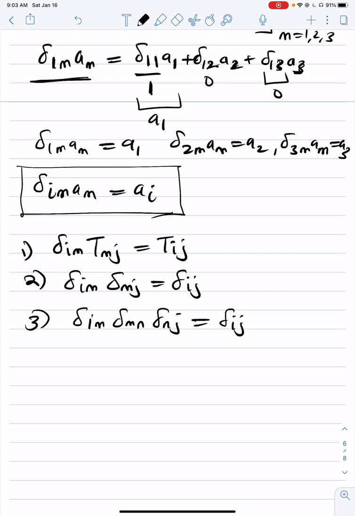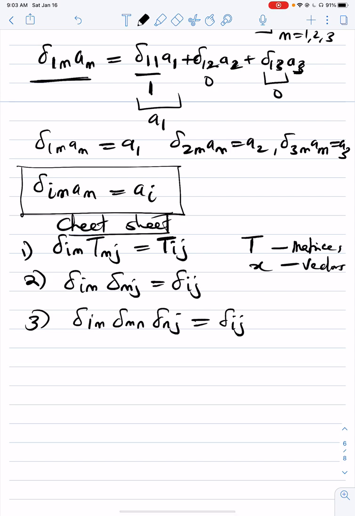So these expressions, you can write them in maybe your cheat sheet. You can also expand them to prove them out. And this is what they will give you, basically. Remember, Tij, capital letters are matrices, and small letters are usually vectors.